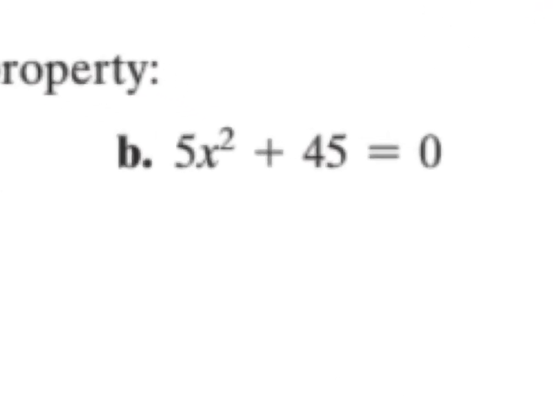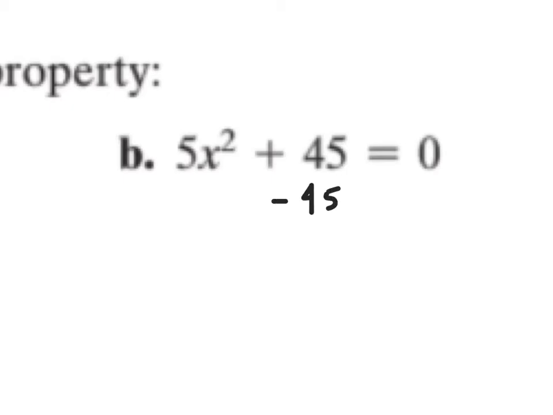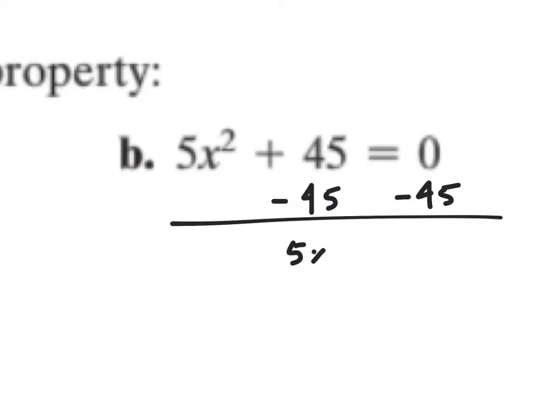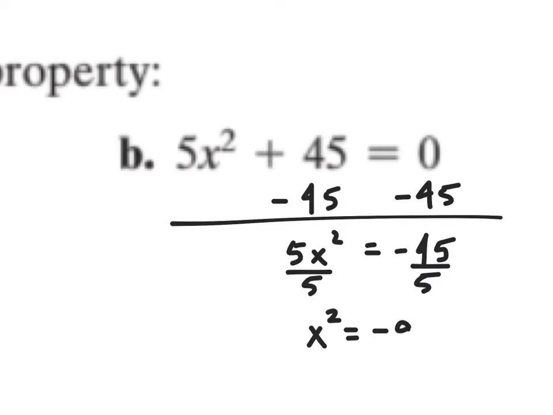Now this one's a little bit different, and the reason why is because of this. If I isolate my x squared, let's look at what happens. If I subtract 45 from both sides, okay, I'm going to get 5x squared is equal to negative 45. Okay, and then I'm going to divide by 5 on both sides. So then I get the value x squared is equal to negative 9.